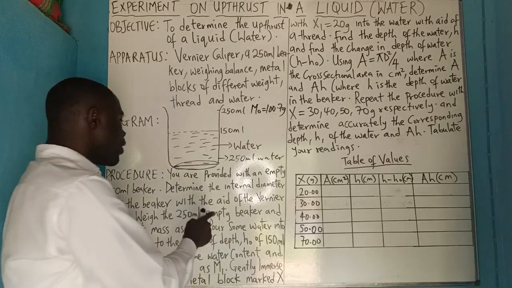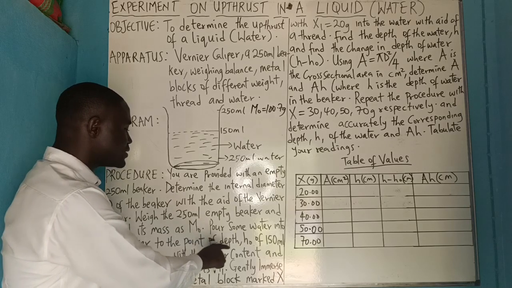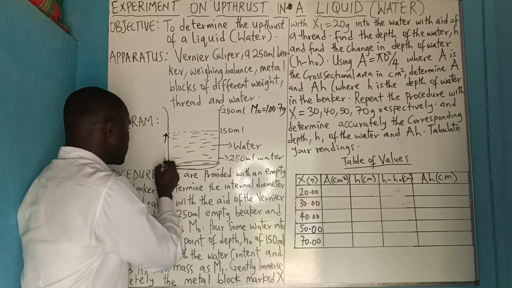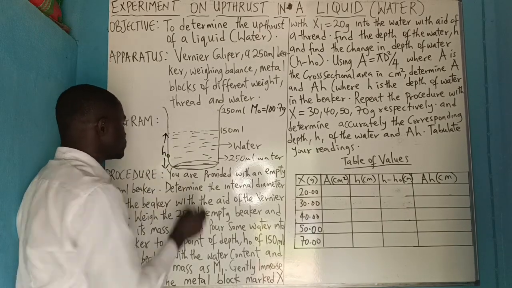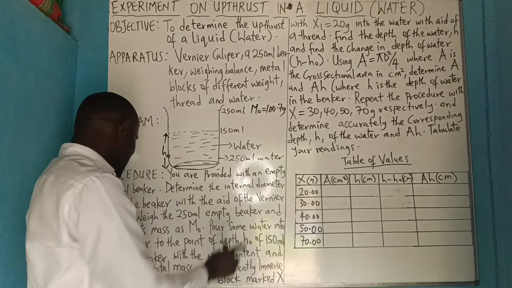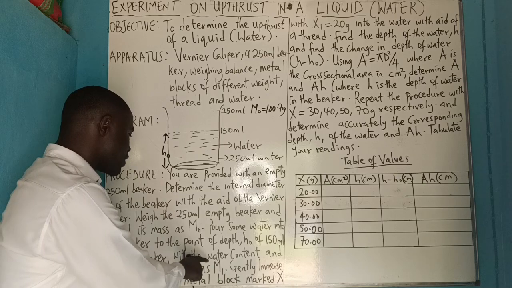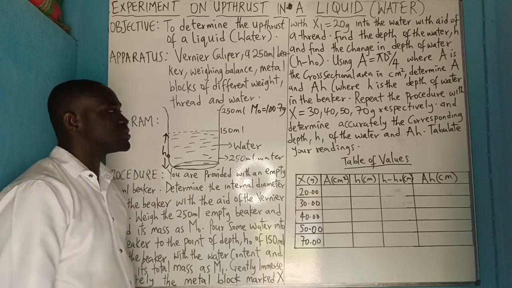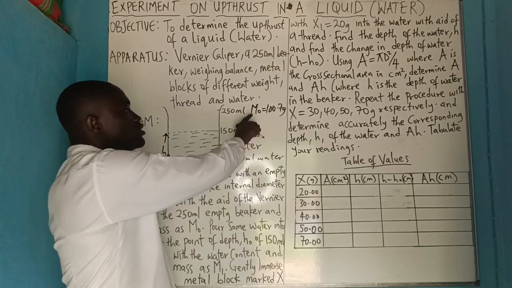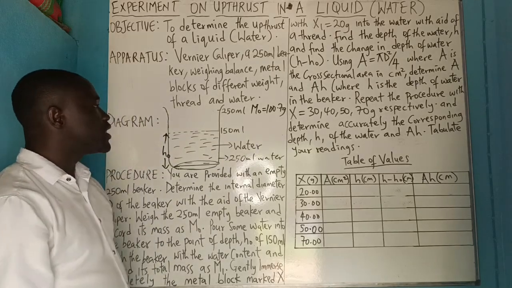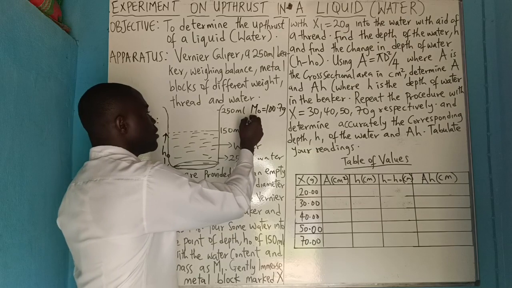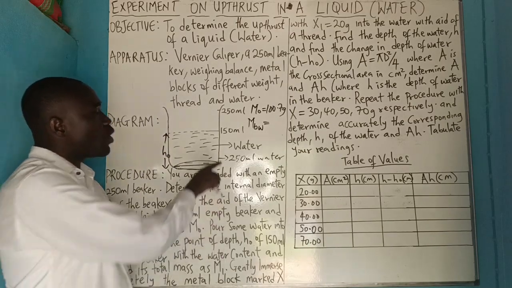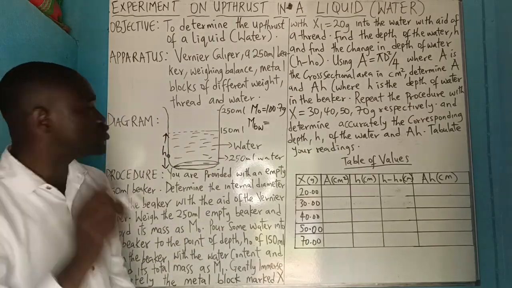Pour some water into the beaker to the point of depth H0 of 150 ml. So the distance from here to here is H0. As I pour the water now, they said weigh the beaker with the water content and record its total mass as M1. Because we want to perform this experiment without touching the apparatus, as you have known the mass of the beaker, the implication is that the mass of beaker and water will be equal to, since the water is 150 ml, there are some conversions you need to note.